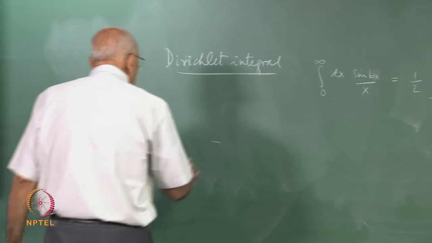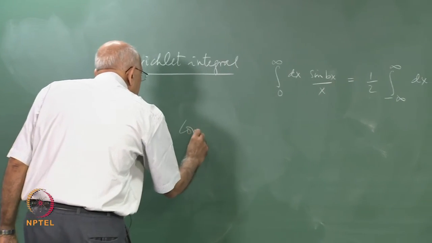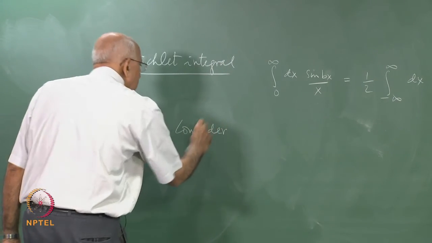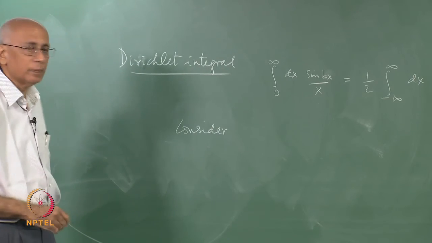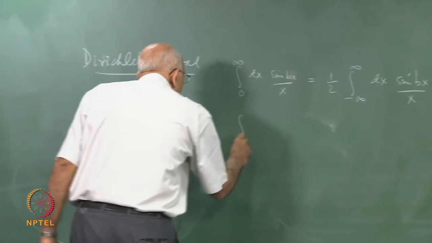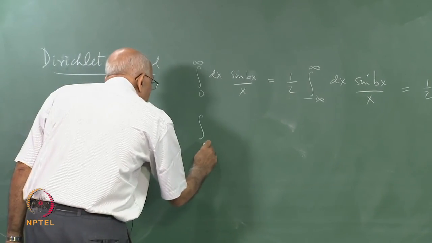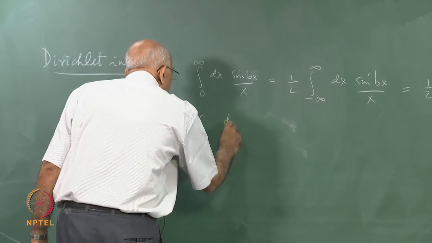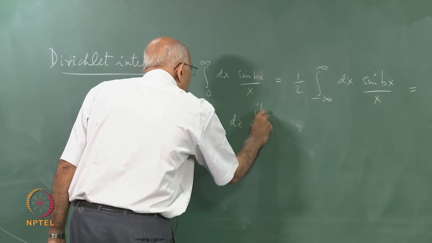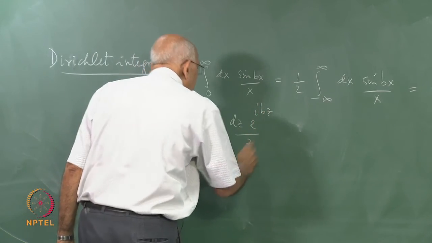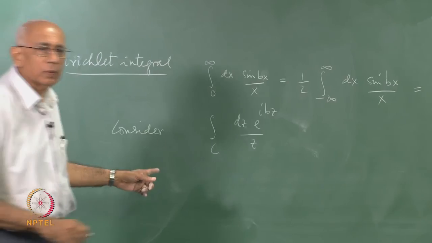What I do is the following: I consider the following line integral. Consider the integral over a contour which I am going to specify, contour C, dz e to the i b z over z, over the following contour.